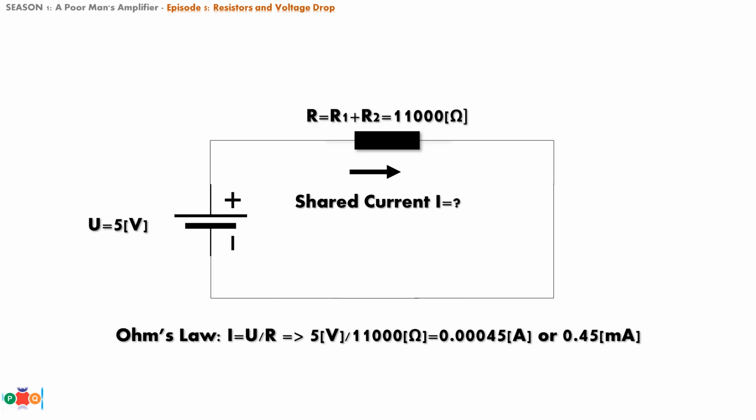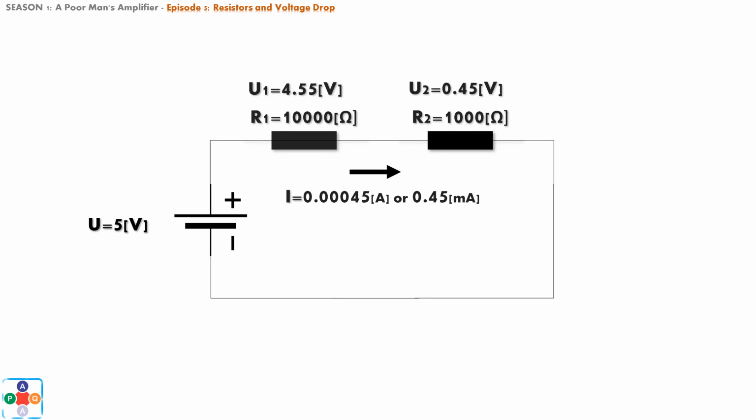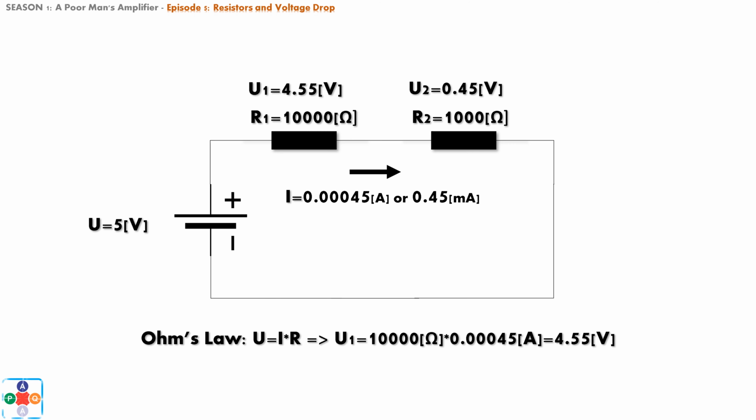Now, we can go back to our original drawing of the circuit and do the math. So, for our first resistor, we multiply its value of 10,000 ohms with the current, and we get a voltage drop of 4.55 volts. Same with the second resistor, we plug in the numbers of 1000 ohms for resistance, and current, and we get 0.45 volts of voltage drop across the second resistor.